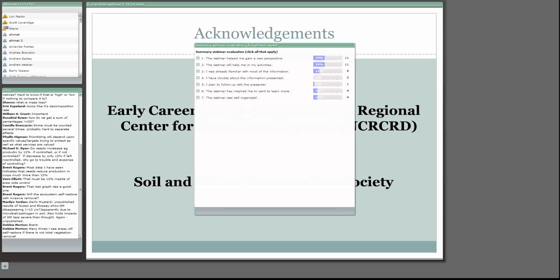Meanwhile, as folks are answering that, Steve, if you could answer Brent Rogers' question: if you remove the invasives, will the system self-restore, or does it take a more deliberative action to get the system back to the pre-invasion status?